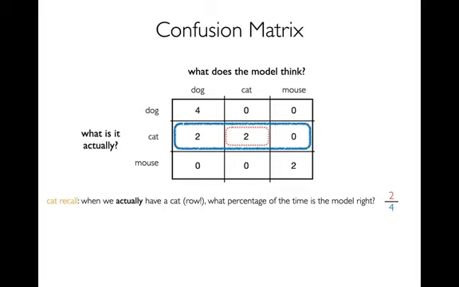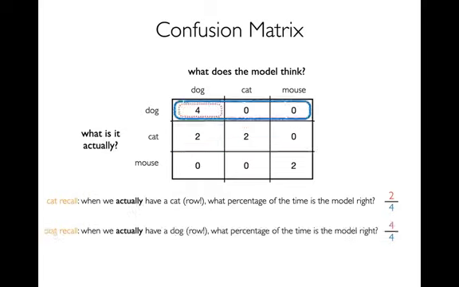Because each row represents what the data actually is. So in this case, the denominator will be the sum of the row, and the numerator will just be a single number, which is cat. How many times do we actually call a cat a cat? So in this case, we'll get 2 over 4. And this is one easier way to remember recall versus precision: recall has an R and row also has an R.